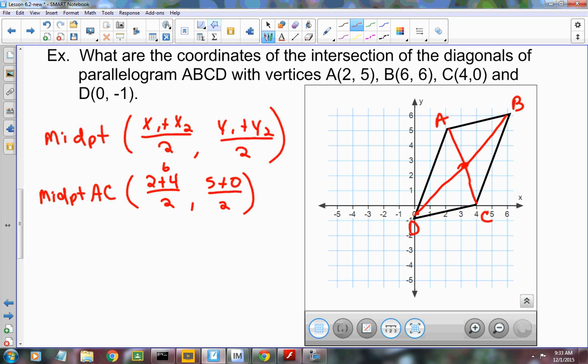2 plus 4 is 6, divided by 2 is 3. 5 plus 0 is 5, divided by 2 is 2.5. Okay? So my midpoint is 3, 2.5. This is the intersection of the diagonals.